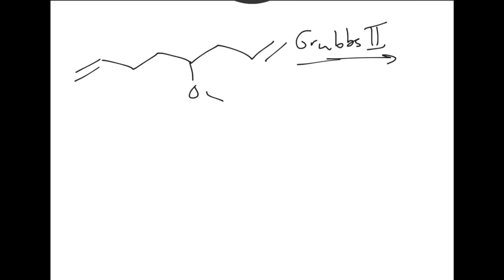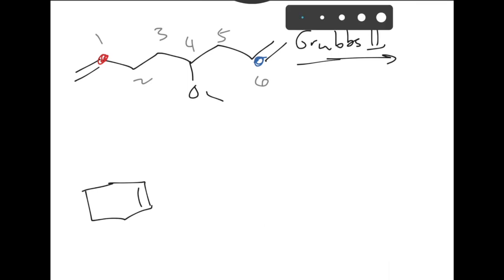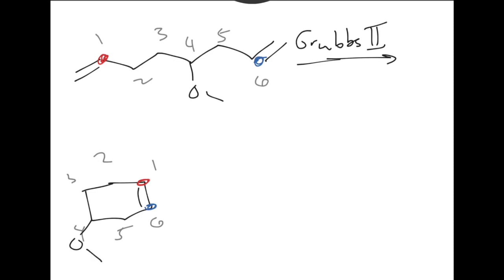So again, I'm going to make a ring. How big of a ring? 6 this time. I went 1 carbon bigger. So here to here, inside to inside, 1, 2, 3, 4, 5, 6. Like blue and red. Again, carbon 4 here has a methoxy, so it needs to have methoxy in the product.